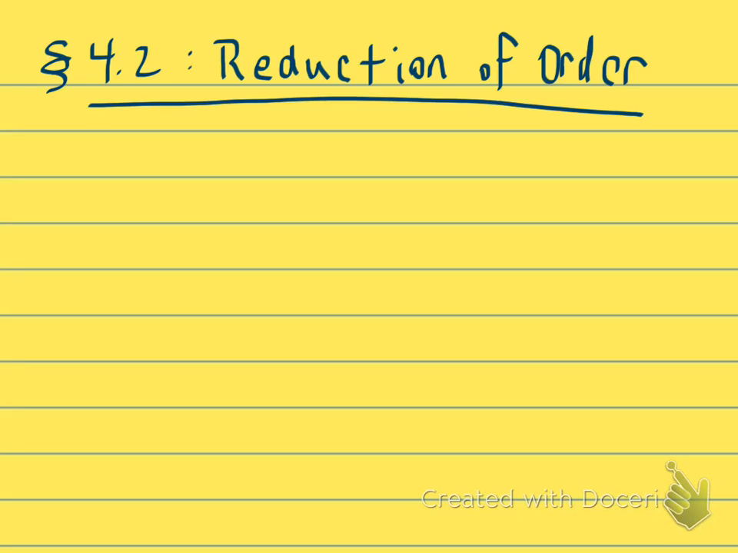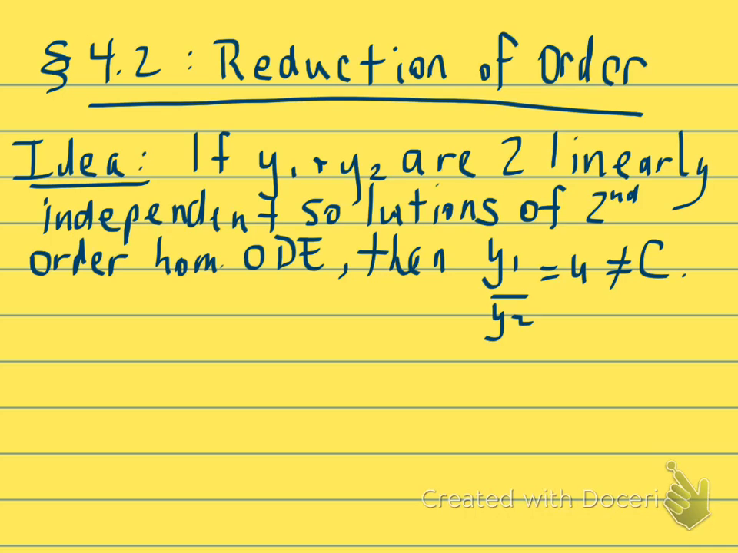This is the pencast for section 4.2, reduction of order. You should make sure you read in the book about how reduction of order works. I will do an example here in the pencast, but the idea is pretty simple.